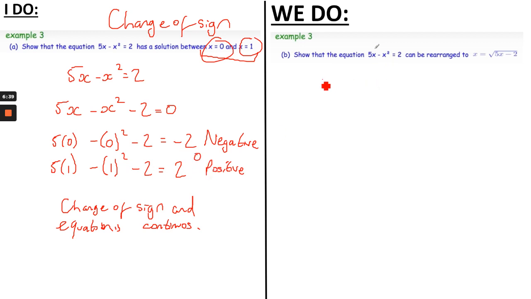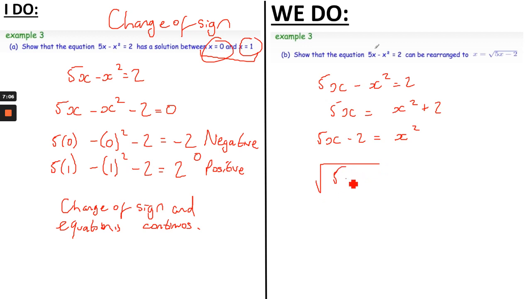Okay, the last one, 5x take away x squared is equal to 2. Show that it can be rearranged to this. The last thing we want to do is square root it. I can't see this one straight away. Yes, I can. I want to do 5x subtract 2. If I add x squared to both sides, and then take away 2 from both sides, I get 5x subtract 2 is equal to x squared. I can then square root both sides, and I get the answer that they've got there.